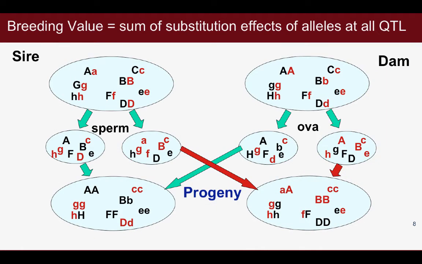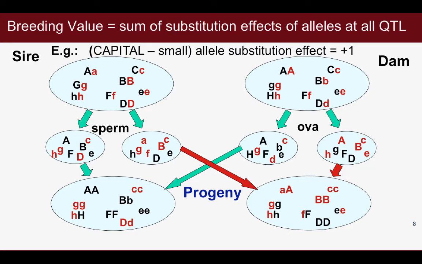Now for traits that are affected by multiple QTL, we can get the overall breeding value of an individual as the sum of the breeding values at each QTL that individual has. So for example, if the value of substituting a small letter allele by a capital allele is plus 1, so the allele substitution effect is plus 1, then the breeding value at a given QTL is just the number of capital alleles that the individual carries at that QTL, and the overall breeding value is just the total number of capital alleles, so we can get it just by counting for simplicity in this example. So then the breeding value of the sire in this example is 8 because he carries 8 capital alleles, and the breeding value of the dam is 7 because she carries 7 capital alleles.